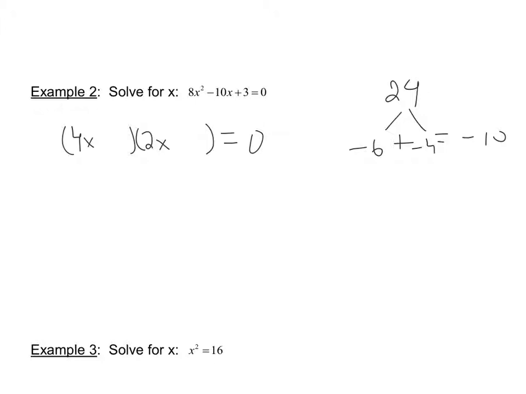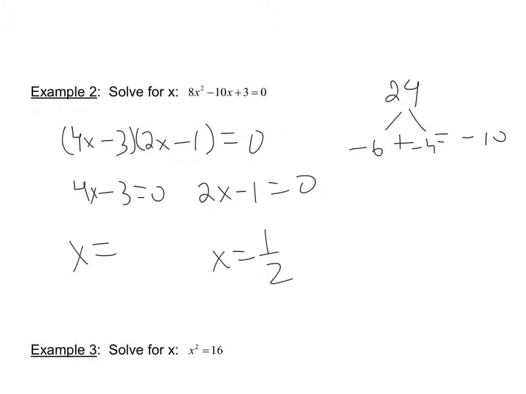What do I multiply 4 by to have it equal negative 6? I can't, not by a whole number, but negative 4 is negative 1, and that means that's negative 3. So you get 4x minus 3 equals 0, 2x minus 1 equals 0, so x equals 1/2, x equals 3/4.